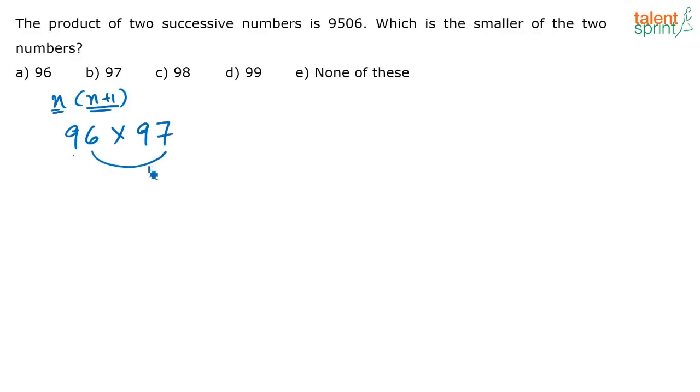But when you do 6 into 7, the last digit has to be 2. Here the last digit is 6. So, this is not your answer. Similarly, if you have 97 into 98, correct? Here 7 8s are, last digit is 6. So, this can be the correct option.